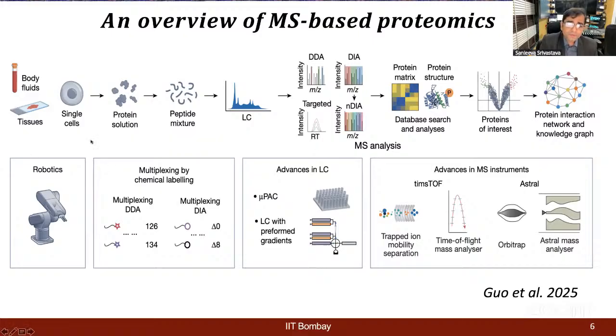A lot of robotics-based things are coming, different types of chemical labeling-based methods are coming. LC, liquid chromatography, is very important, and a lot of new types of columns and gradients are being used. Additionally, we have various types of MS instrumentation, the timsTOF technology from Bruker and the Astral Orbitrap from Thermo Fisher. These are currently the most important and advanced mass specs being used.